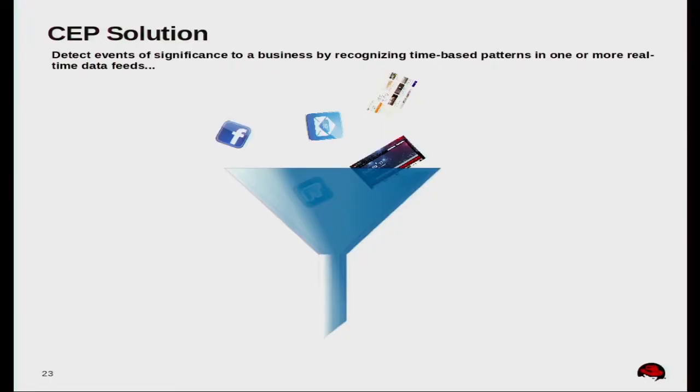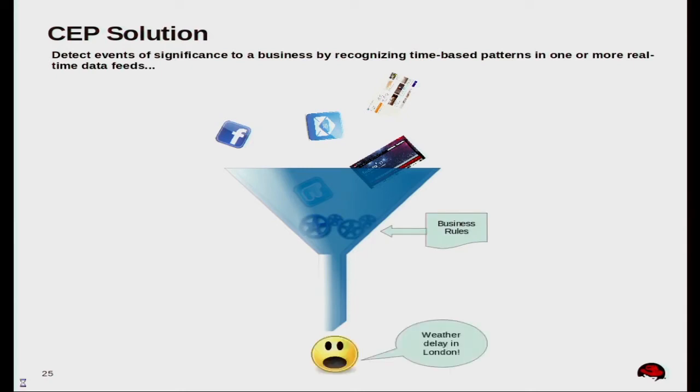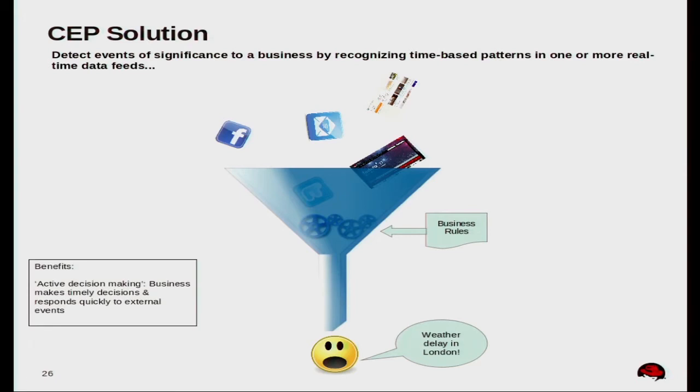So if they would have had a way to take in that information and make some kind of meaningful decisions around that, they might have been able to address the problem a little better. So in here, the way this works, CEP works off of these things called events. As these events come in, you can make some decisions around that using the business rules. In this case, it's going to say, okay, there's a weather delay in London, and then you can actually do something about that, right?